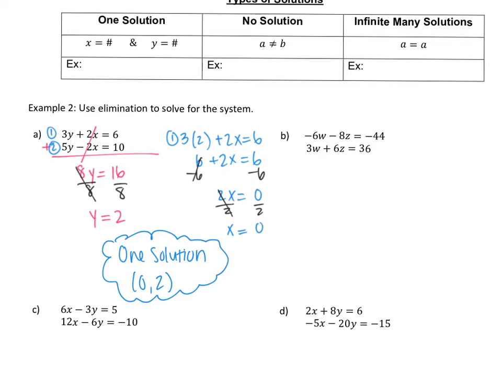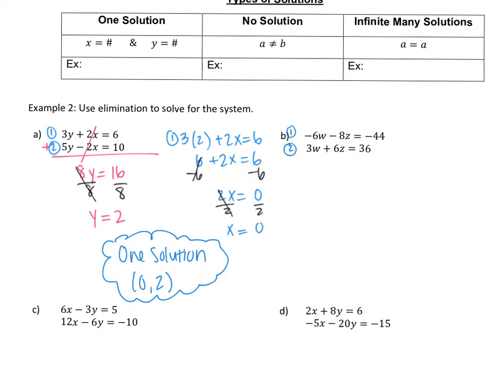So for this one here, I want you to notice that the w's line up and the z's line up. So they're using different variables here. It's perfectly fine to use different variables. They work the same way as x's and y's. But I'm going to number my equations. I'm going to call this one 2.